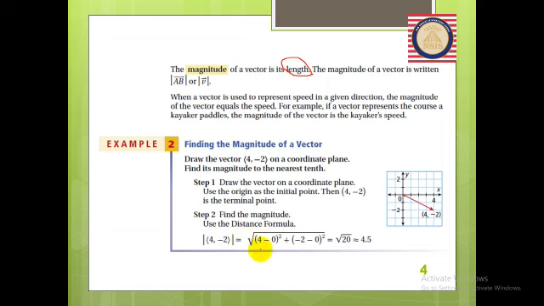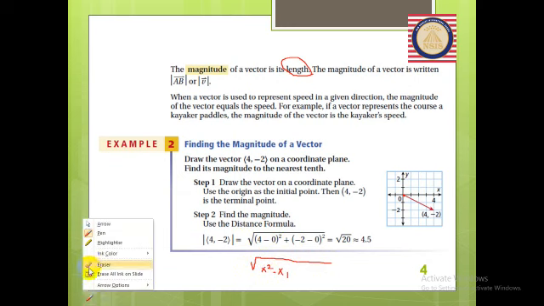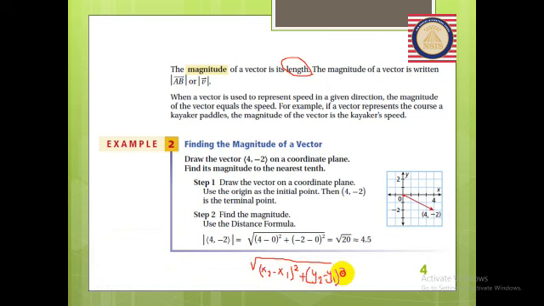Square root of (x2 minus x1) all power 2 plus (y2 minus y1) all power 2. Okay, do you remember the distance formula? This is the distance formula.